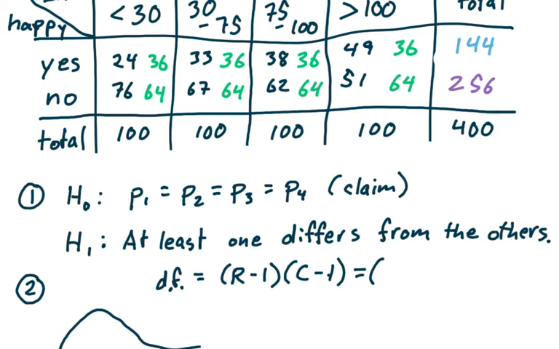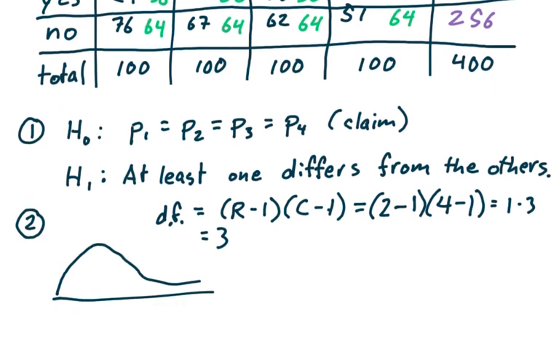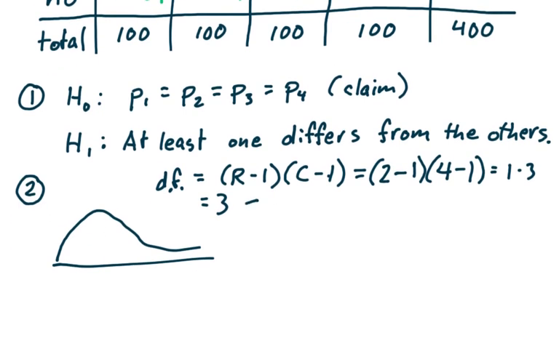And so this is just going to be equal to 2 minus 1 times 4 minus 1. Why? Because there are two rows, the yes row and the no row. That sounds weird. And then there are 4 columns, the income designations, these 4. So that gives us the degrees of freedom is equal to 3.